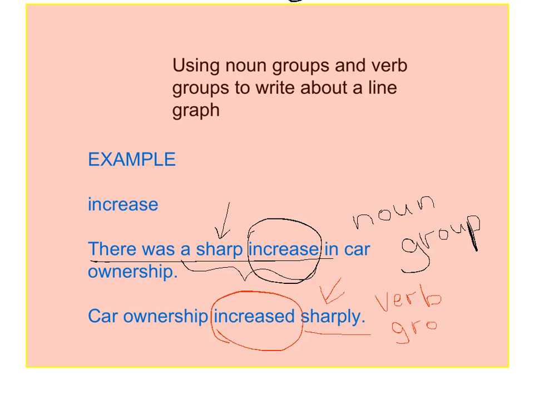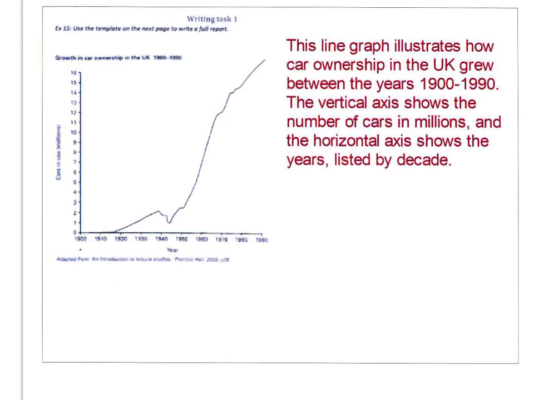The reason why you would need to know both when writing about line graphs is because it helps change the style of your sentences when you write. For example, I would say that this line graph illustrates how car ownership in the UK grew between the years 1900 and 1990. The vertical axis shows the number of cars in millions, and the horizontal axis shows the years listed by decade. Remember that a decade is 10 years.